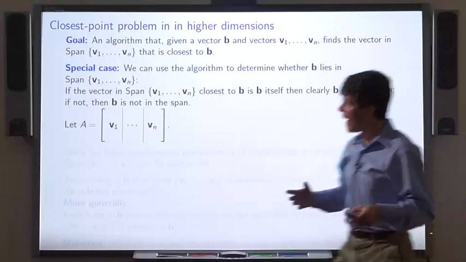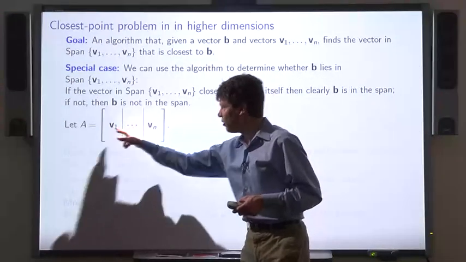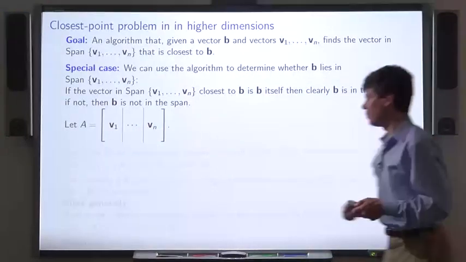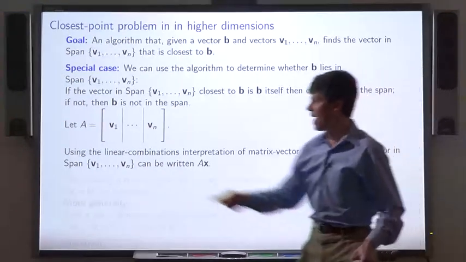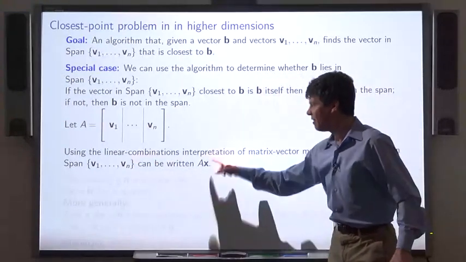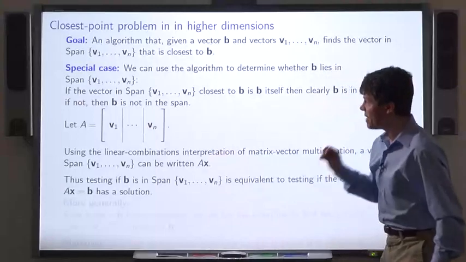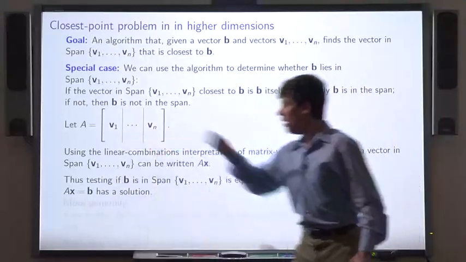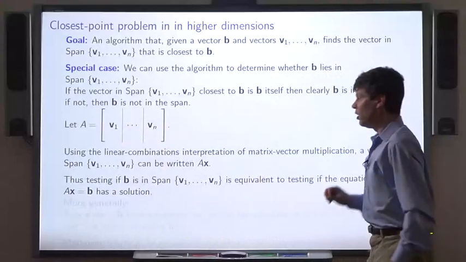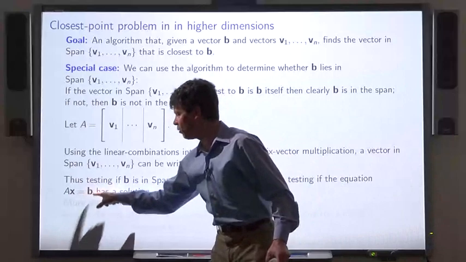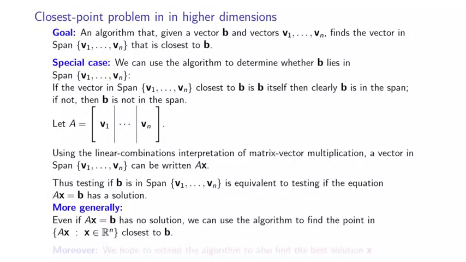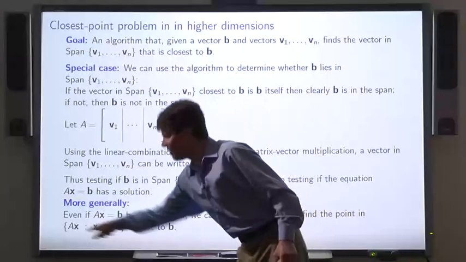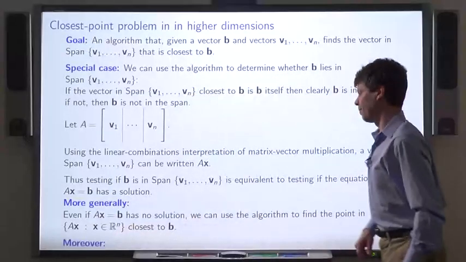So let A be the matrix whose columns are v1 through vn. Using the linear combinations interpretation of matrix-vector multiplication, a vector in the span of v1 through vn can be written as Ax. Thus, testing if B is in the span of v1 through vn is equivalent to testing whether the matrix-vector equation Ax = B has a solution. More generally, if Ax = B possibly doesn't have a solution, we can use the algorithm to find the point in this set that's closest to B.